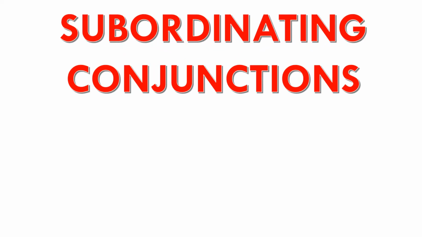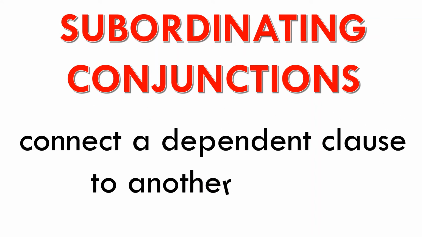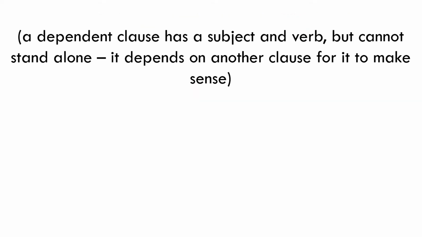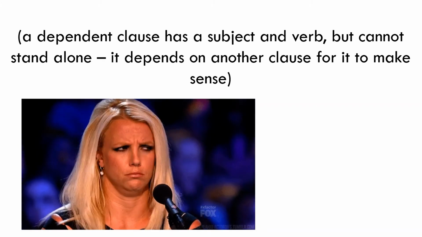Another kind of conjunction is called subordinating conjunctions. Subordinating conjunctions connect a dependent clause to another clause. A dependent clause has a subject and verb, but cannot stand alone. It depends on another clause to make sense. So, totally makes sense? All right, well, let's look at it a little bit closer.